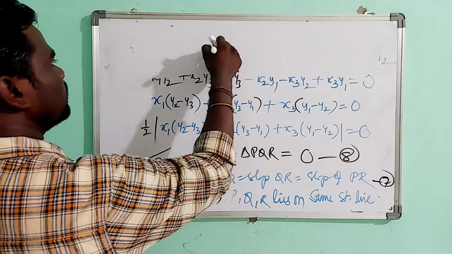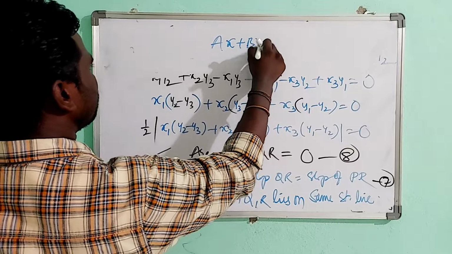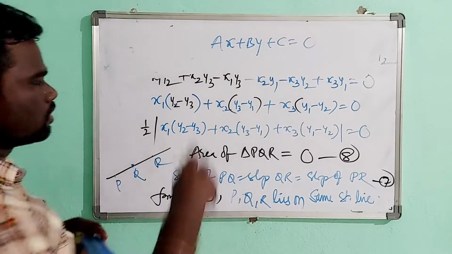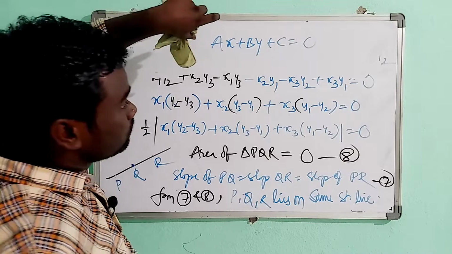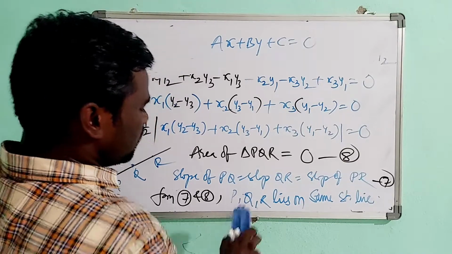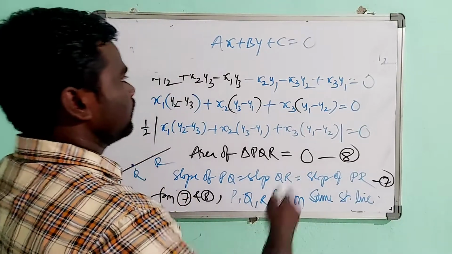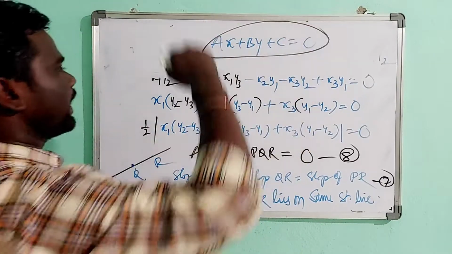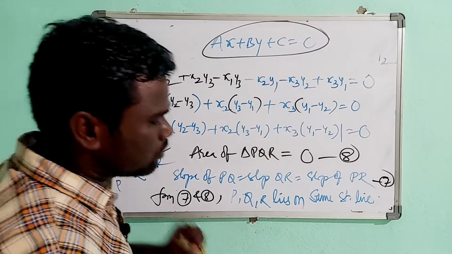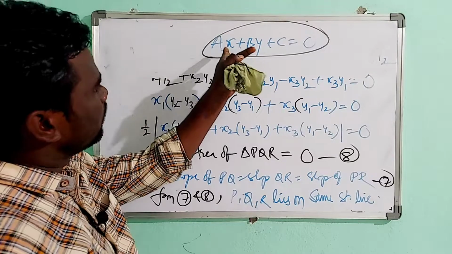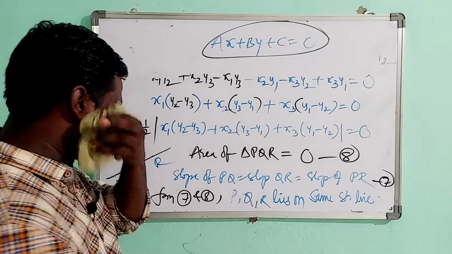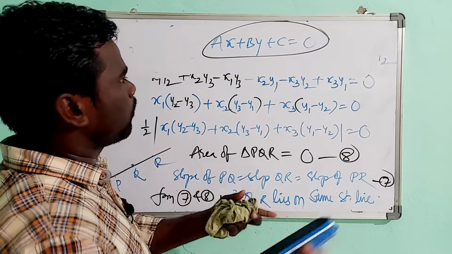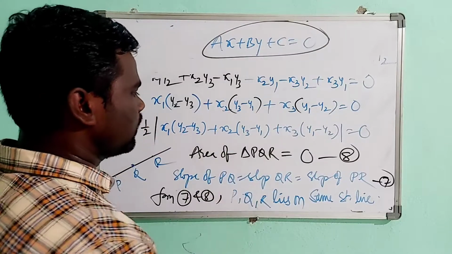That is, 3 points lie on Ax plus By plus C equal to 0. Why? Because we are considering 3 points on this straight line, this equation, so that PQR lies on the same straight line. That straight line should be Ax plus By plus C equal to 0. That's why this is nothing but the general equation of a straight line. Why? Because we are considering 3 points, all of which lie on the same straight line.